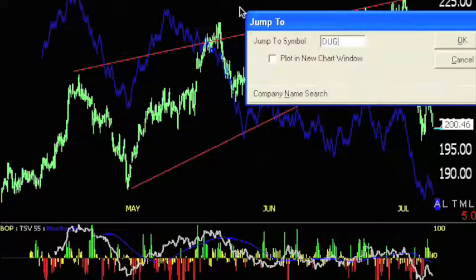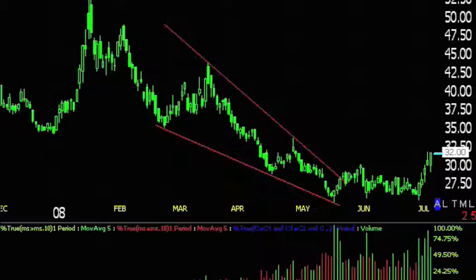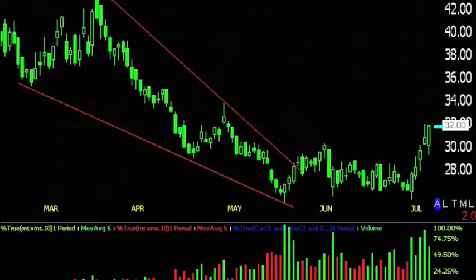So DUG was a descending wedge, and wedges retrace their base. So I'm expecting a move probably up to about $45 here in DUG. Very strong. I posted numerous charts on DUG. Check out my site, a whole bunch of really cool charts there.